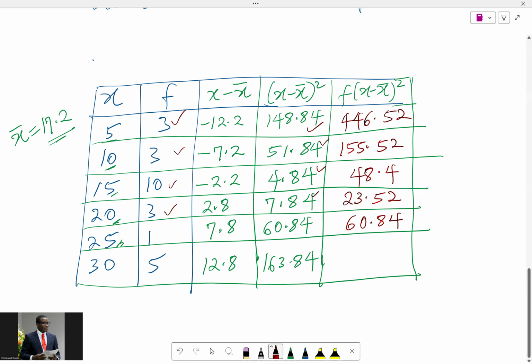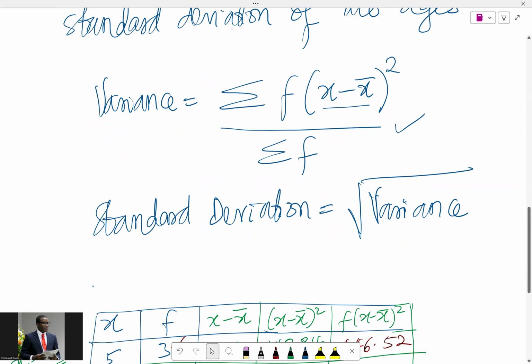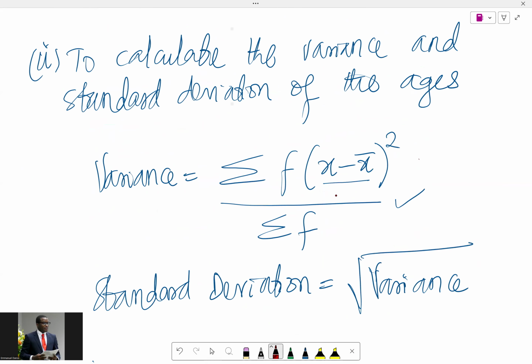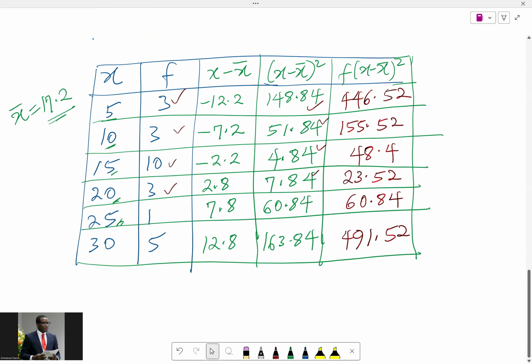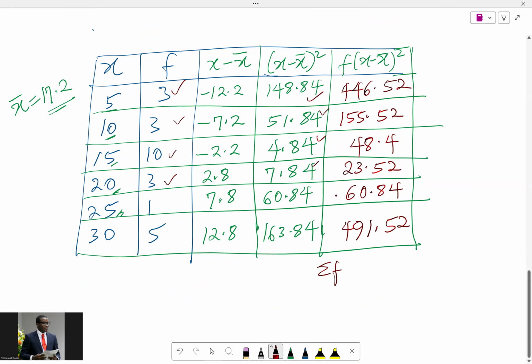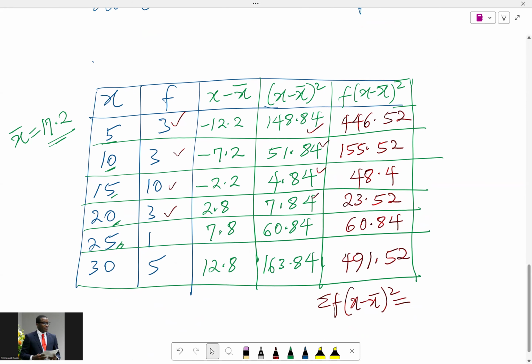And lastly, 163.84 times 3. That is 491.52. Okay, and the formula is saying that we need the summation of f times x minus x bar squared, right? So we need to sum up all of this. Let's see what that gives.